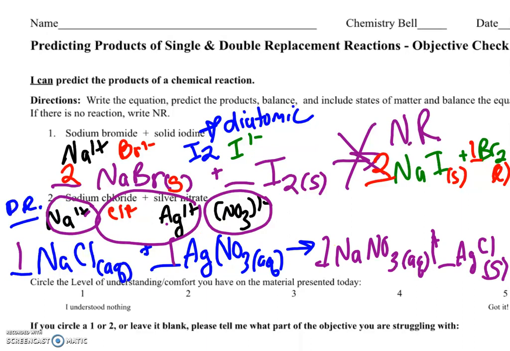Looking at giving points, this objective check is 10 points. That's going to be 5 points per problem. So let's see. We'll give 1 point for each of the reactants being written with its correct state of matter with the right formula, and then 1 point for the balancing. So if we look at number 2, sodium chloride being aqueous, double replacement, that's 1 point. Silver nitrate, aqueous, 1 point. Sodium nitrate, aqueous, 1 point. Silver chloride, solid, sorry, 1 point. That's 1, 2, 3, 4. And then the 5th point is balancing.